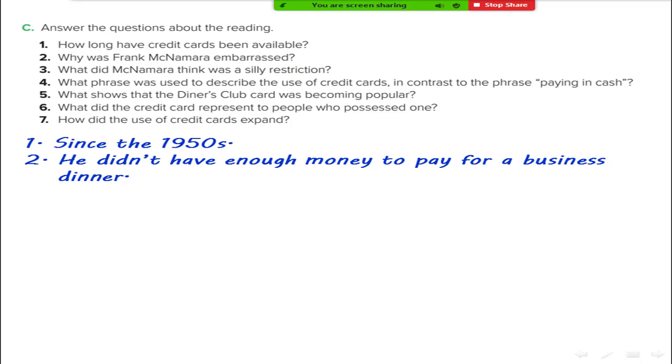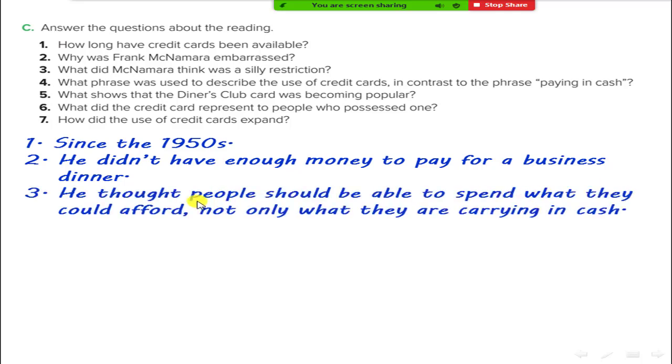Okay, Muhammad Radwan, can you answer this in other words? Number 3. What did McNamara think was a silly restriction? He thought people should be able to spend what they could afford, not only what they are carrying in cash. Very good, Muhammad, thank you. Of course, people shouldn't pay in cash only.